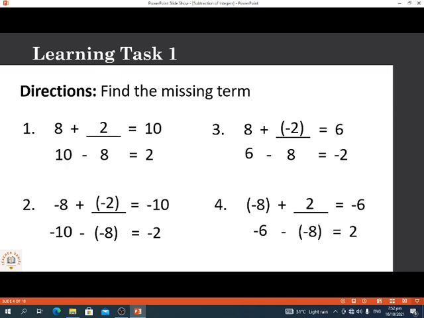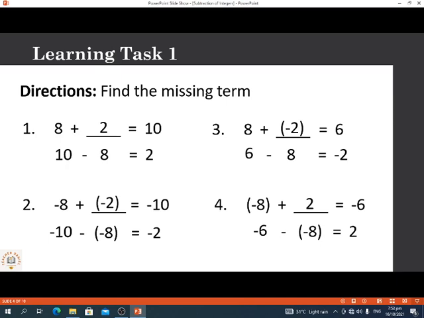How did you find the activity? Is it hard or easy? Based on our learning task number 1, how do you subtract integers? Did you find any pattern in subtracting integers? Look at number 2. Negative 10 minus negative 8 equals negative 2.